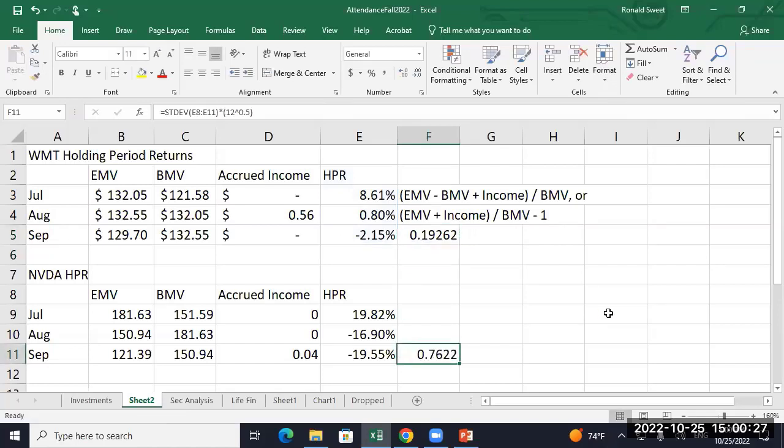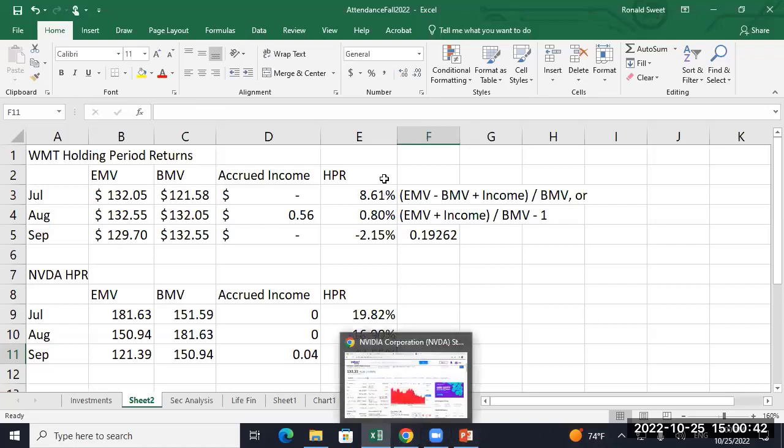19% versus 76%. This S&P 500 has a standard deviation of about 18%. Walmart's essentially in line with that. NVIDIA is much more volatile. All right, we'll do one of these next class, but there's more we've got to do with it.